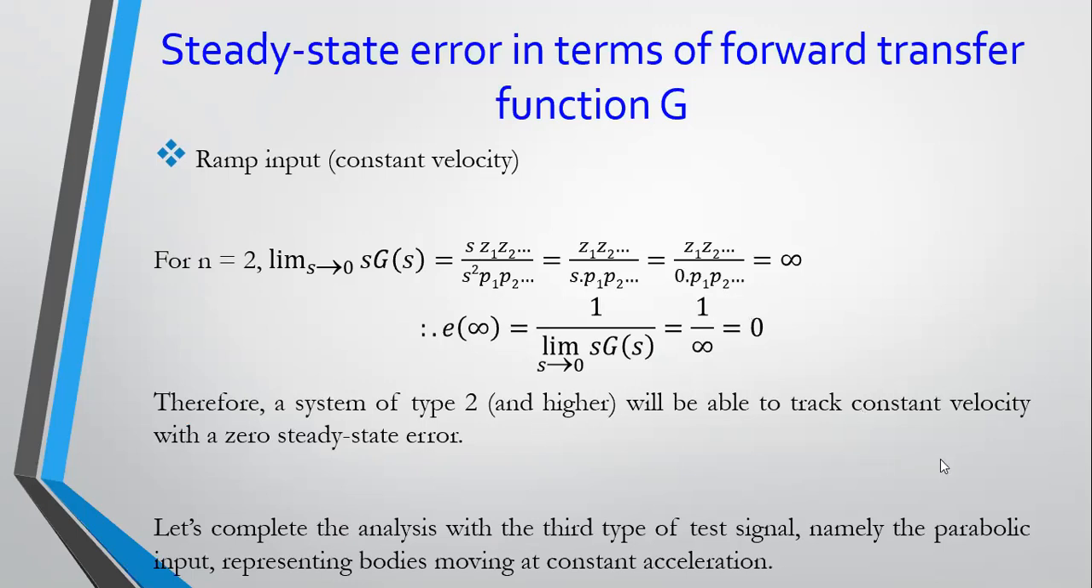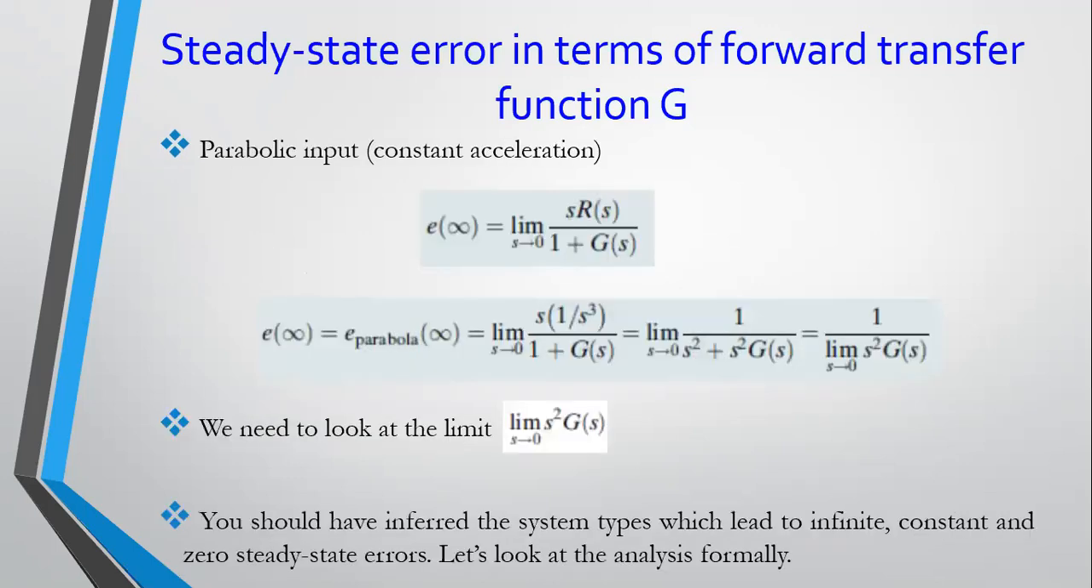So let's complete the analysis of the third type of test signal, named the parabolic input, representing bodies with constant acceleration. So again, this term is there. We're using the same term we've been using for other types of inputs, but instead now R(s) is going to be 1 over s cubed. So you have an s squared left behind, which goes in the denominator. When we replace s by 0, this term goes away. So now we have to find 1 over the limit as s tends to 0 of s squared G(s).